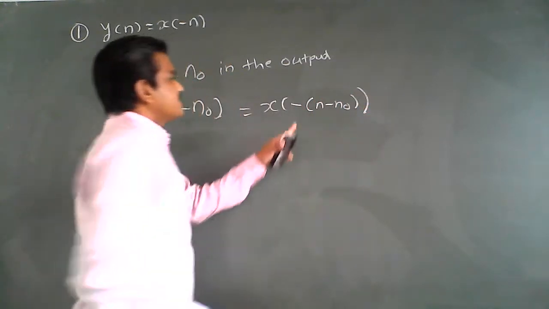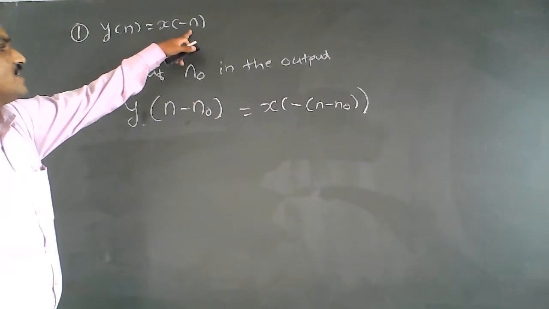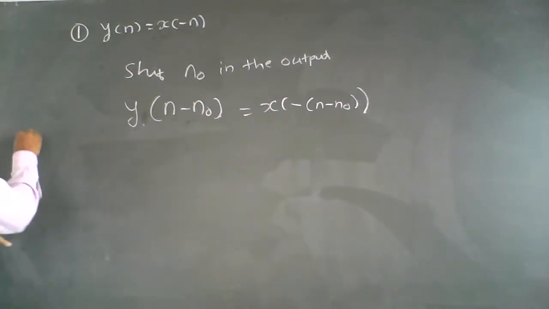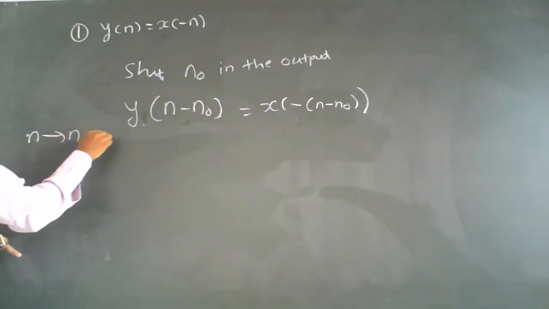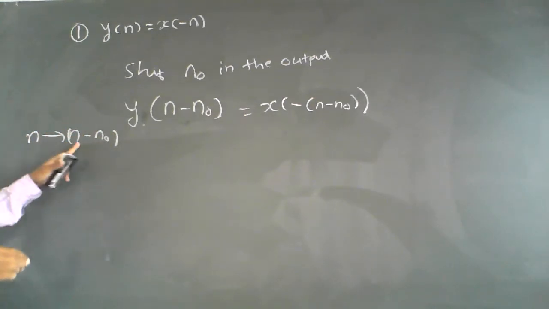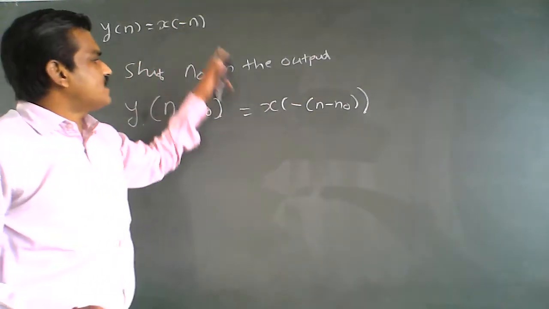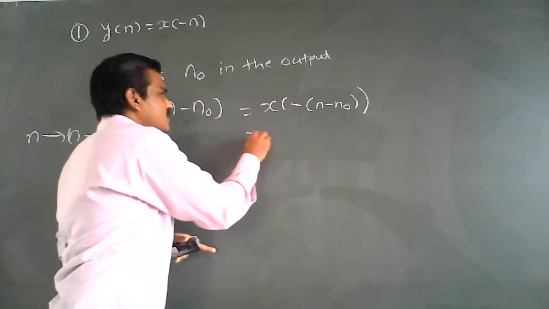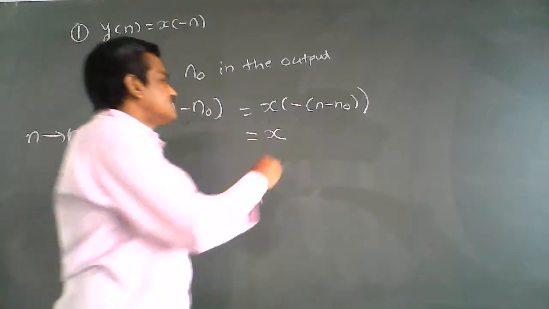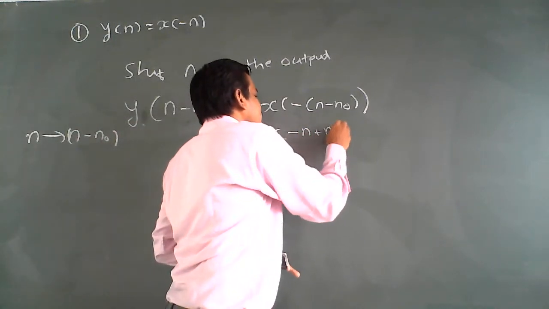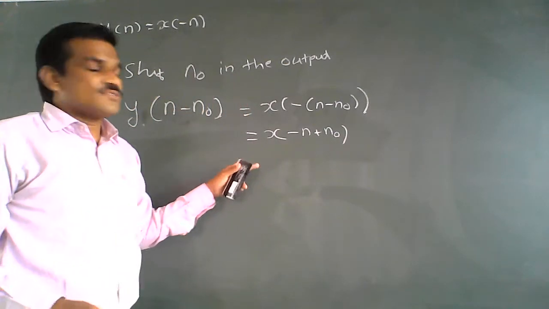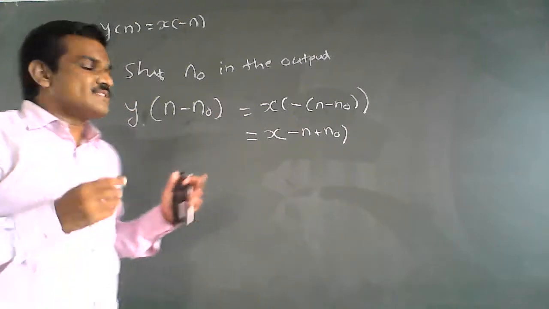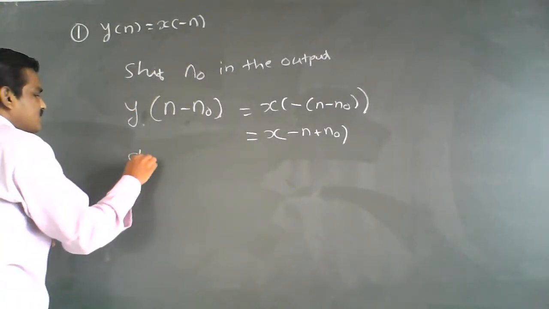Whatever n is there, you have to delay by replacing n with n minus n0. So in x of minus n, the term n becomes n minus n0, which is x of minus n plus n0. So now, if the input is shifted by n0, let us shift the input.